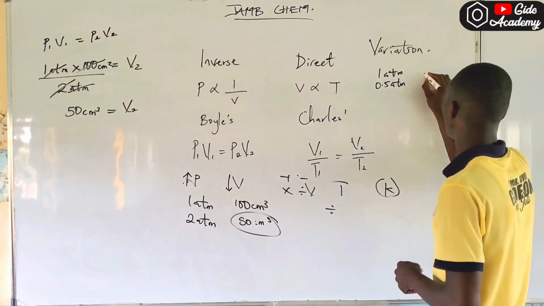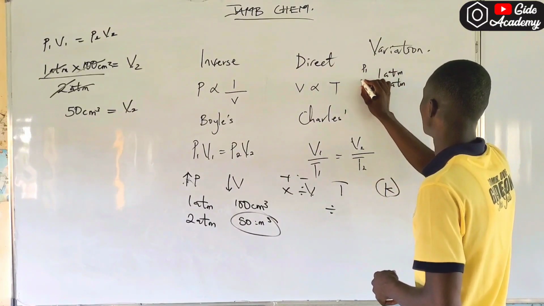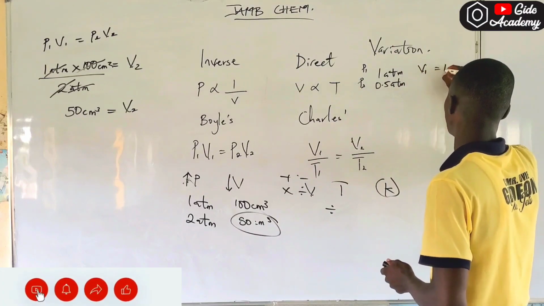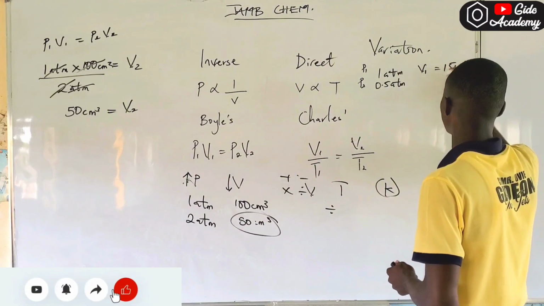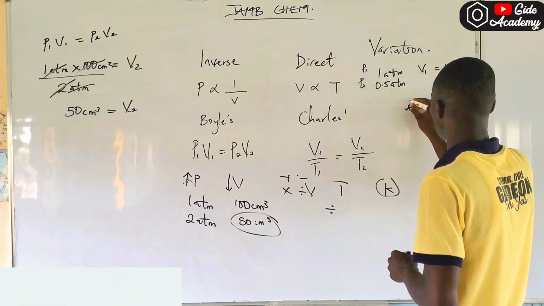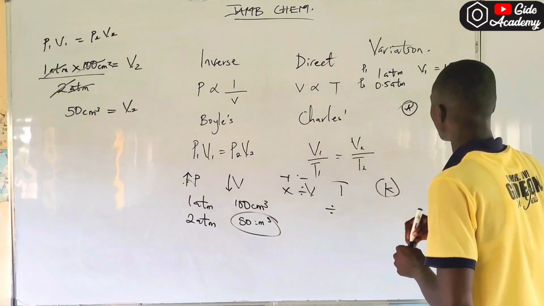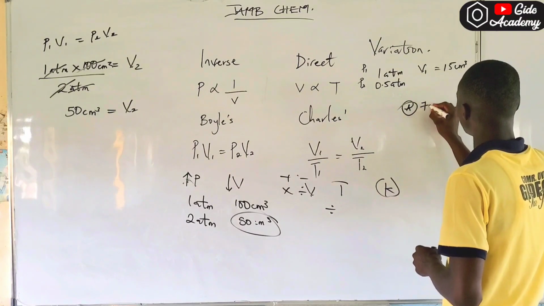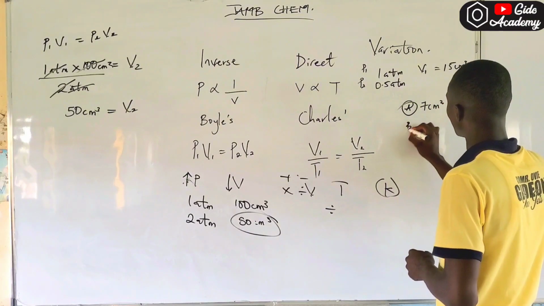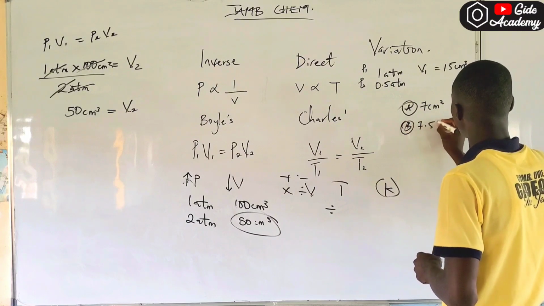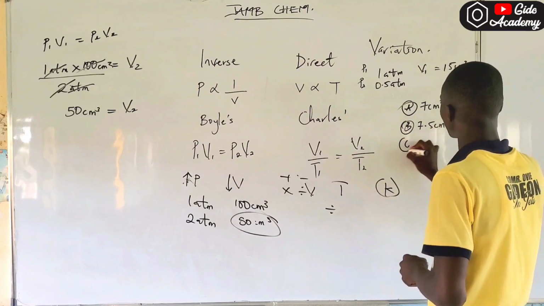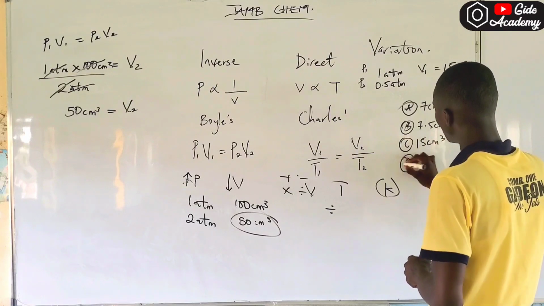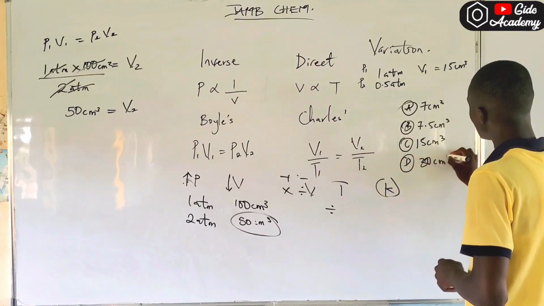Now option A, okay, this is for my P1 and here is my P2. Then my V1 here, let's say here is a 15 cm cube. Now option A, let's say 7 cm cube. Option B, 7.5 cm cube. Option C, 15 cm cube. Option D, 30 cm cube.